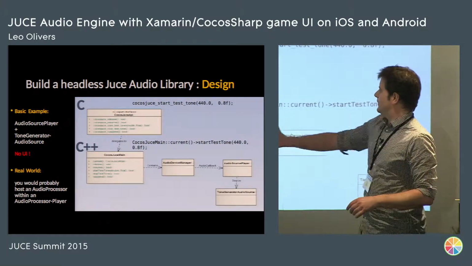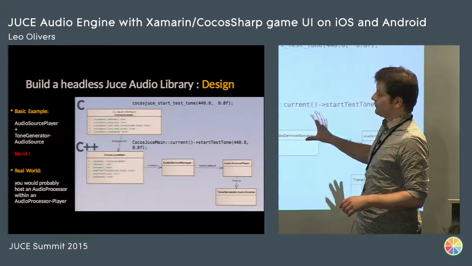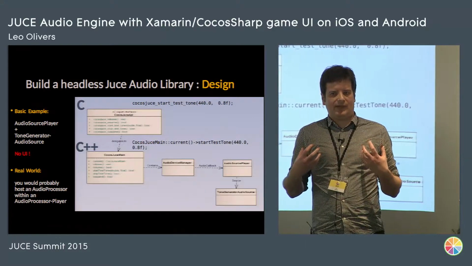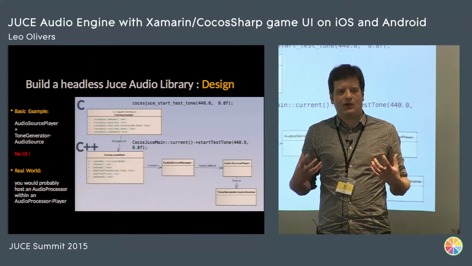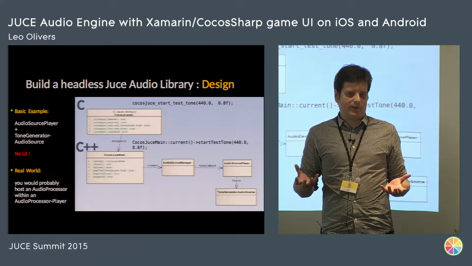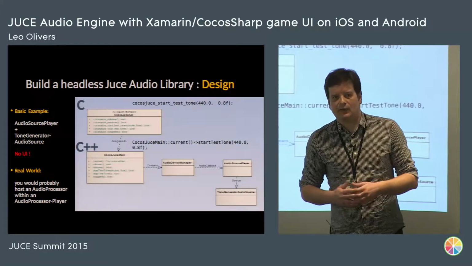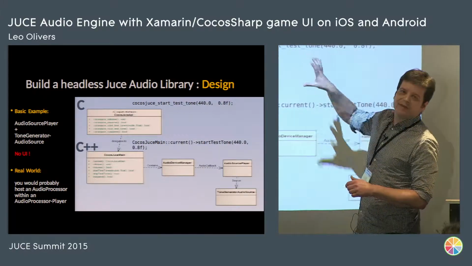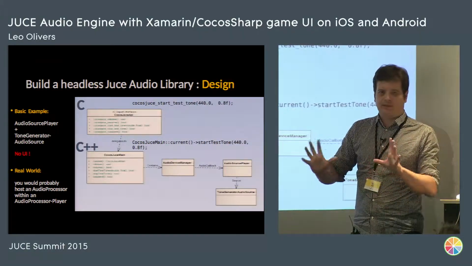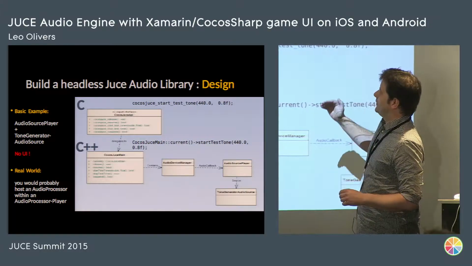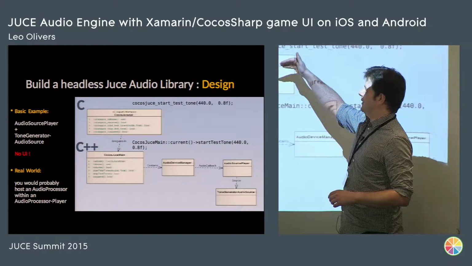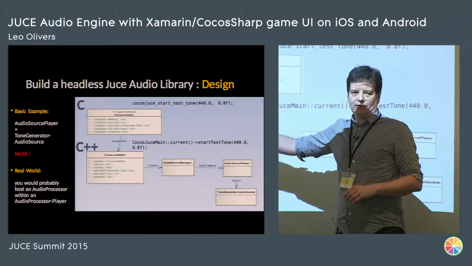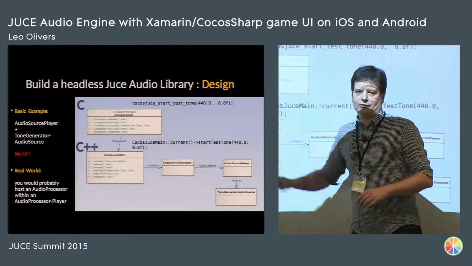Now, this is all C++. Unfortunately, we cannot stop with that because we cannot, in Xamarin at least, call C++ objects directly from C#. So what we need to do is put a little layer on top in the form of C export functions, which is just plain C. And that's really simple because these are just static methods that more or less map one-to-one to the methods on our custom JUCE class.